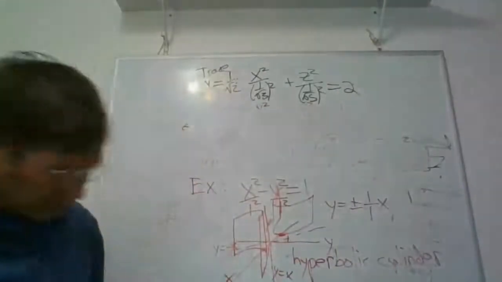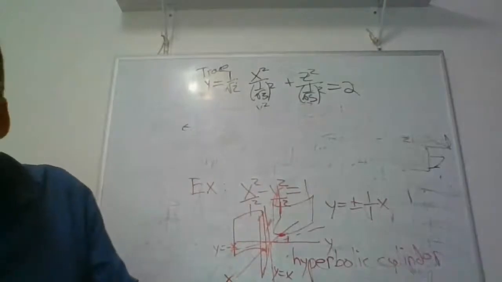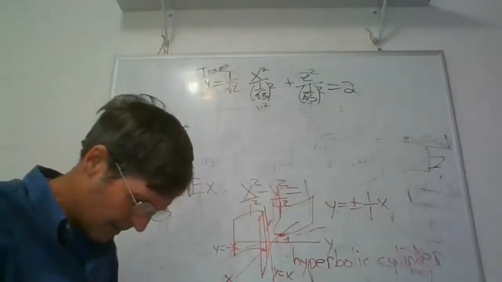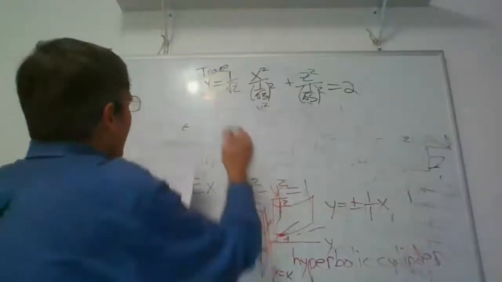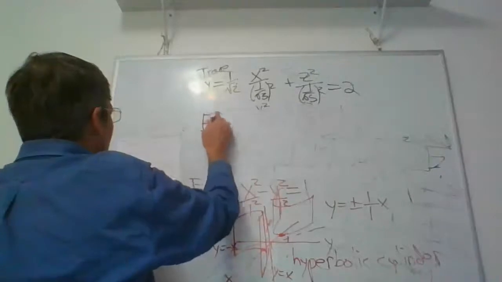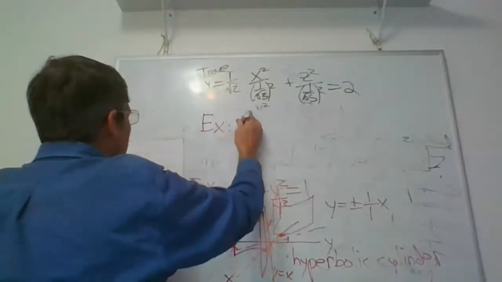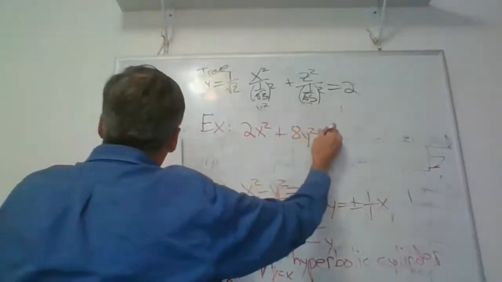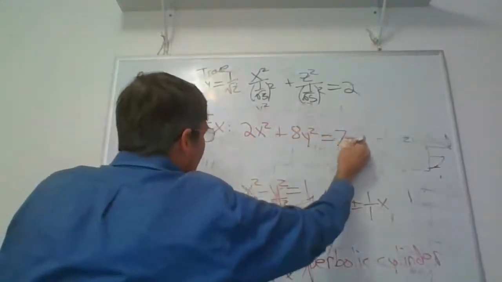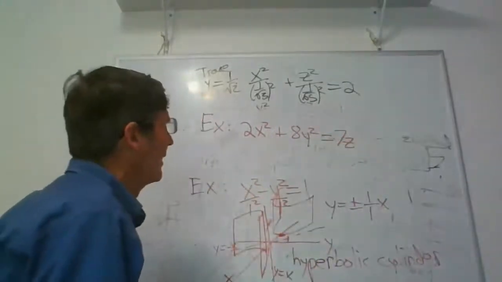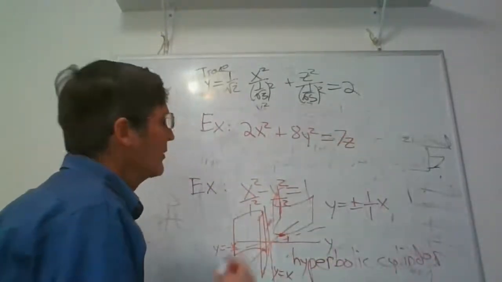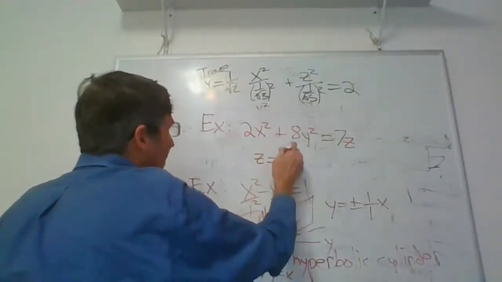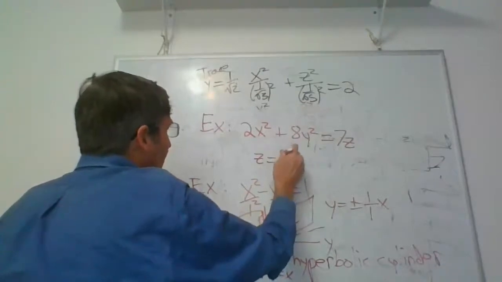Maybe I have time for one last example. Maybe not. We'll go real quick, and we'll see if we can just kind of guess what it is. There's just a whole bunch of homework problems I would like to do. Suppose I gave you this one. This is one of the homework problems out of web assigned. It comes up with different numbers for you probably. 2x squared plus 8y squared equals 7z. What is that?